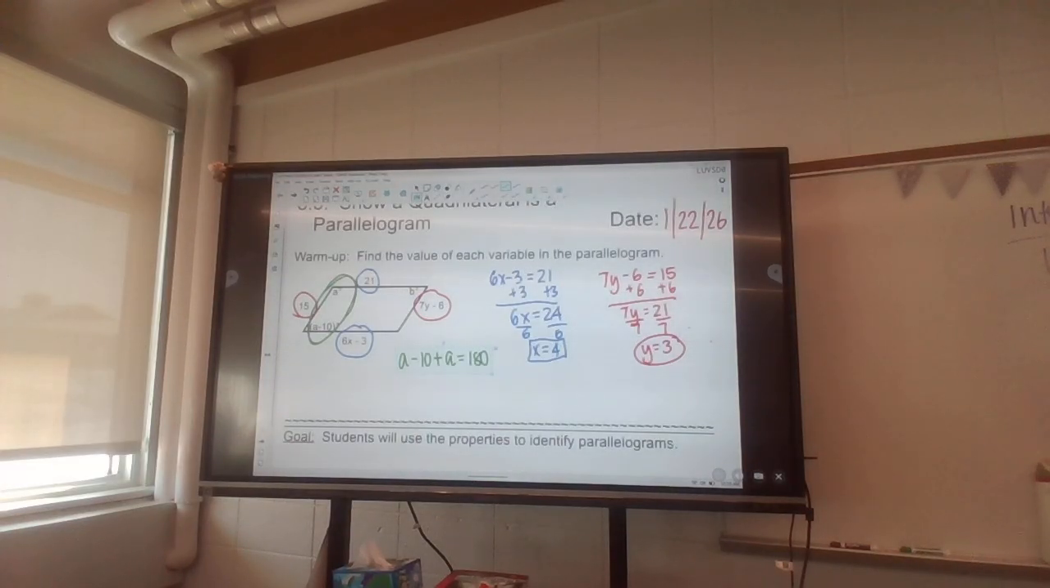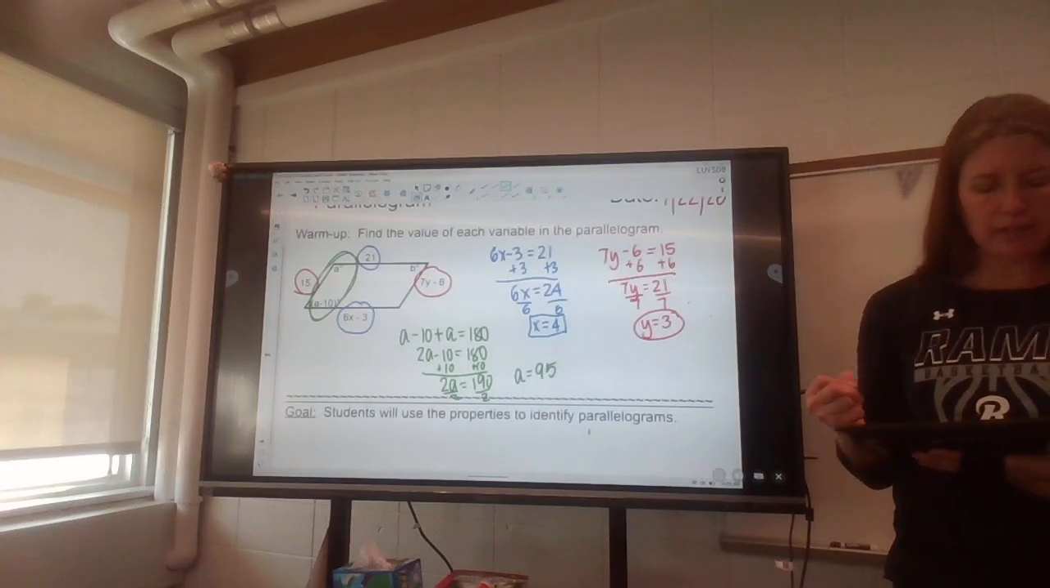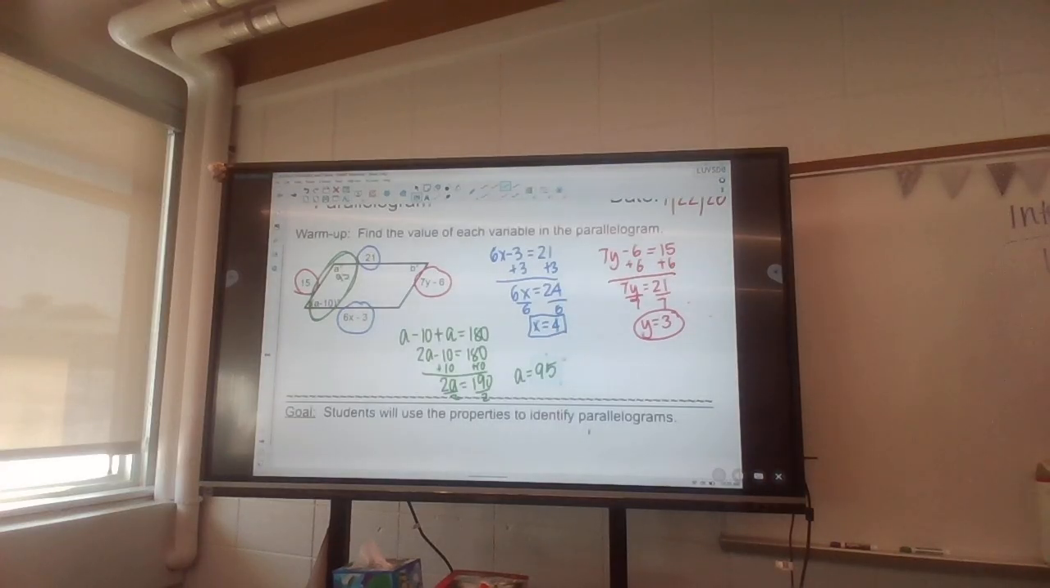So we're going to add those up to equal 180. Again, I wouldn't want to include the b quite yet. We'll deal with b in a second. We're going to move that 10 over, and then we'll divide by 2. And we end up with A being 95. So that's this angle here.